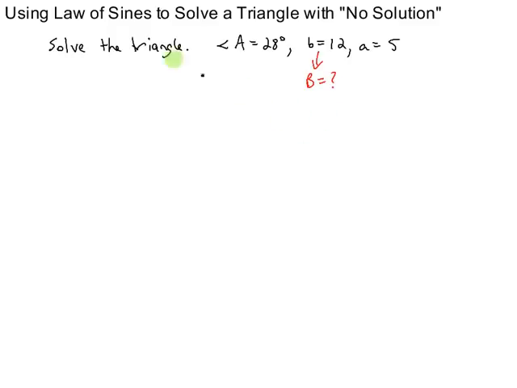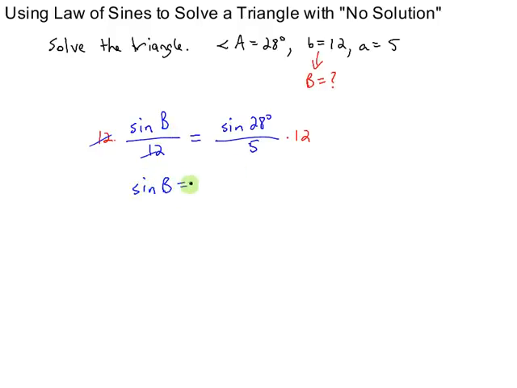Okay? And so to set this up, since I'm going to solve for an angle, I'm going to set it up with my angles on top. So I'll have sine of angle B over side B, which is 12, equals the sine of angle A, sine of 28 degrees, over side A, which is 5. And now I'll try to solve this equation for B. So I'll multiply both sides by 12 first. The 12's cancel, giving me sine of B equals 12 sine of 28 degrees over 5.